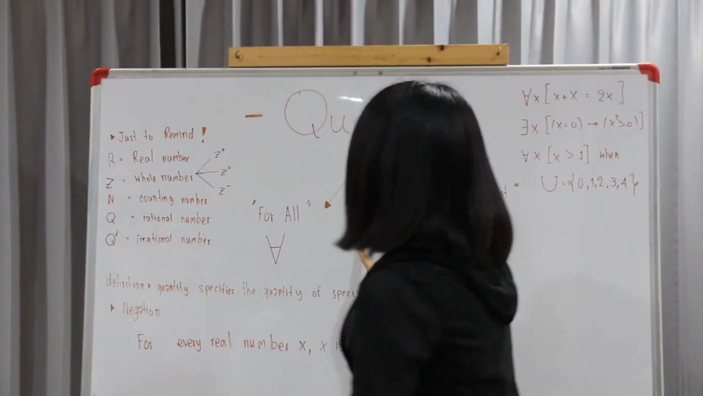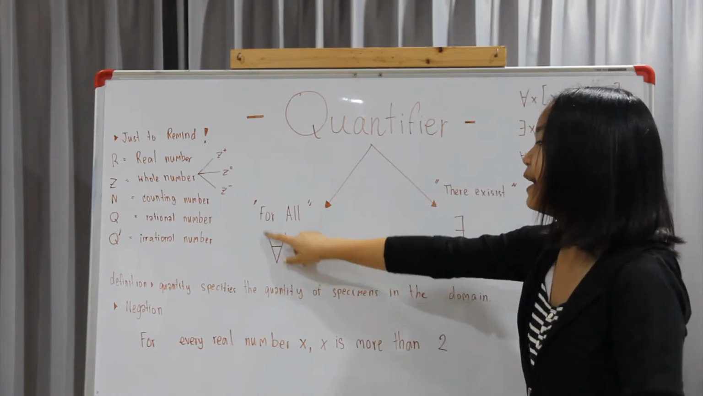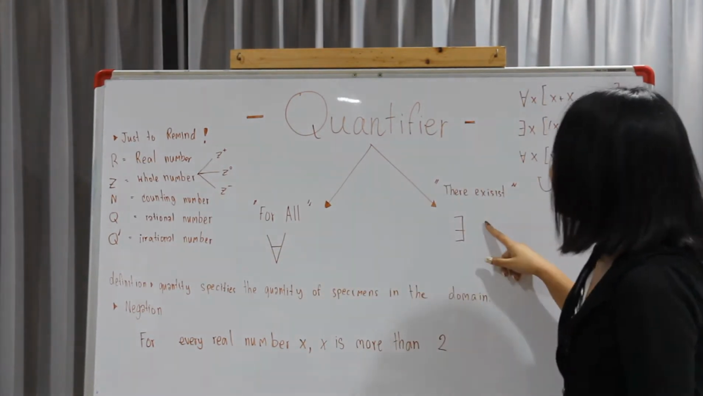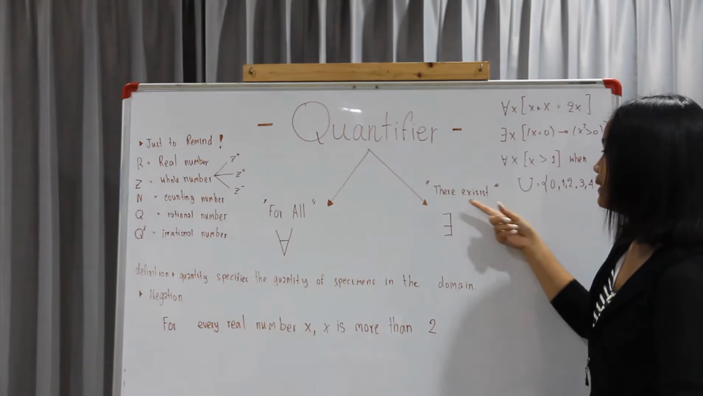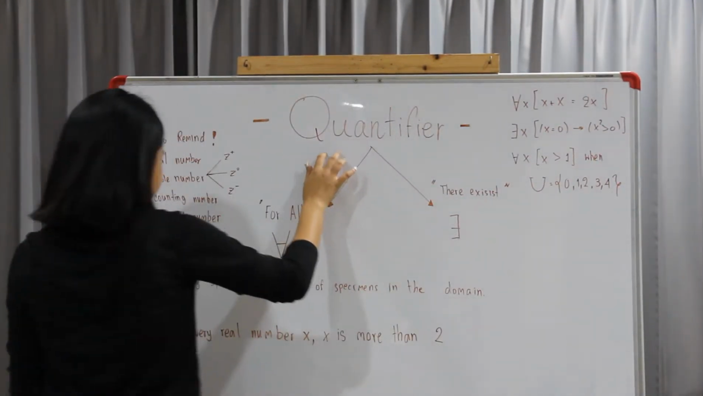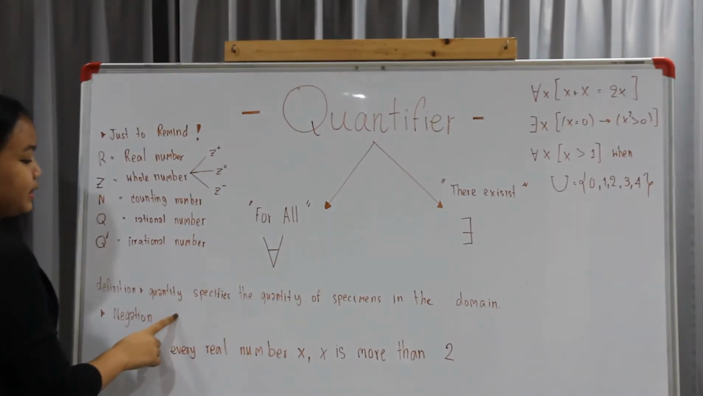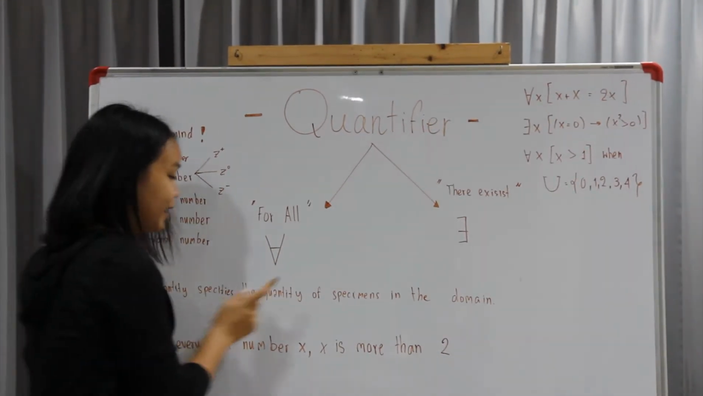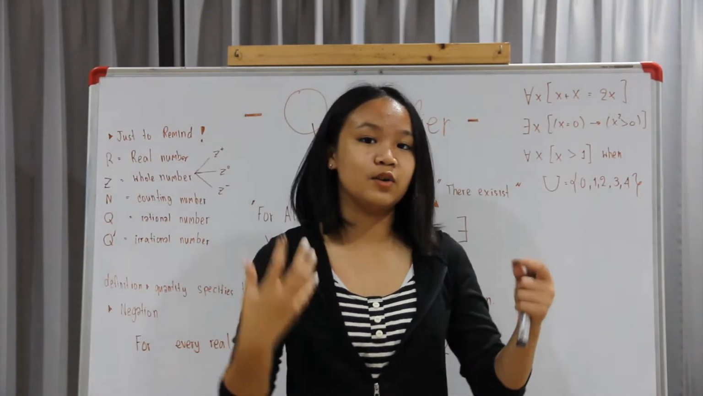Quantifier has two of them. One is for all, which has an upside down A, and the one that has a backwards E symbol is called there exists, or some people call it for some. The definition of a quantifier is that it is a quantity that specifies the quantity of elements in the domain.